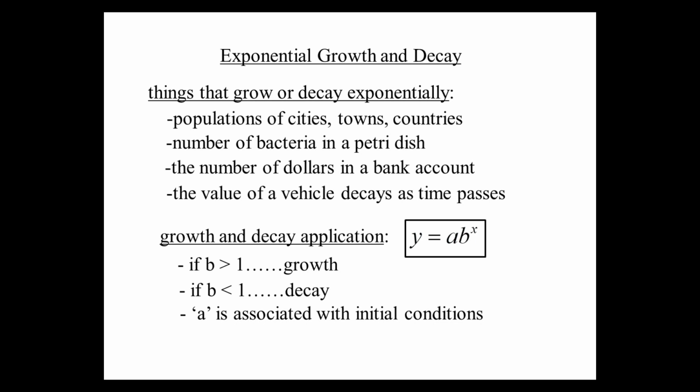This is a form. It's not a formula. The blinking cursor here is a form. That is going to be the form of our exponential equations. It's going to be a factor times a base raised to an exponent. So the factor, in this case a, is associated with initial conditions. So in our word problems, it will say things like a petri dish begins with 50 bacteria. So that would be code for a equals 50.